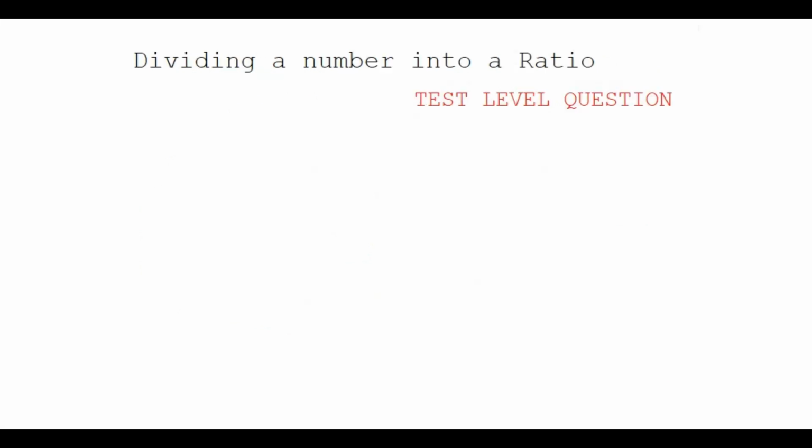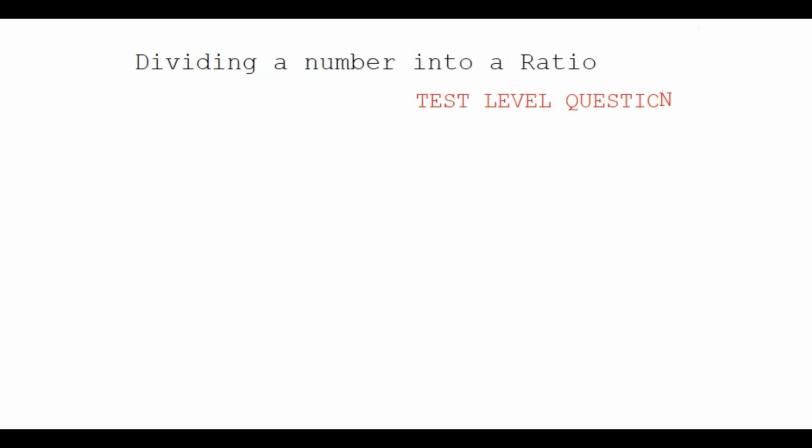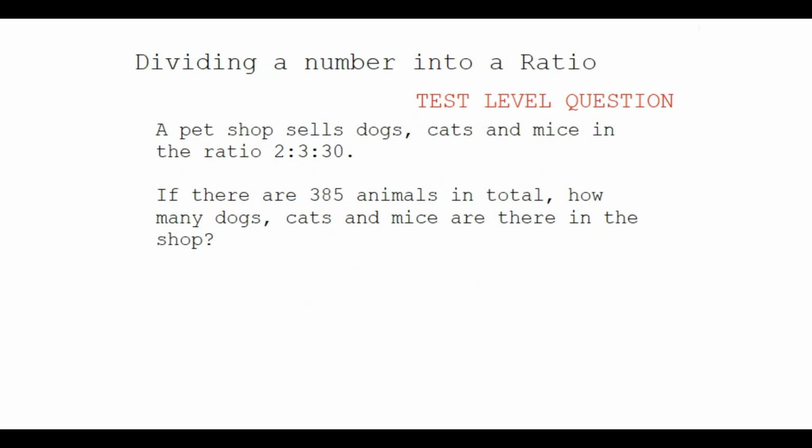Alright, now a test level question here. They are going to ask you the following. A pet shop sells dogs, cats, and mice in a ratio of 2 to 3 to 30. Please note we have a ratio with 3 numbers here. Alright, same rules apply. Now they say if there are 385 animals in total, how many dogs, cats and mice are there in the shop?